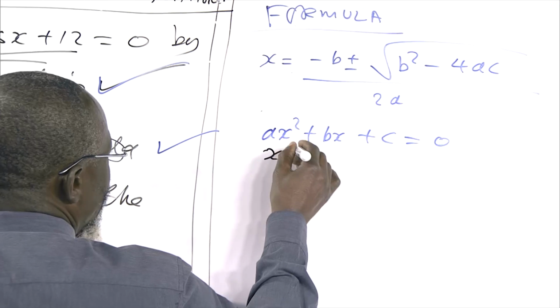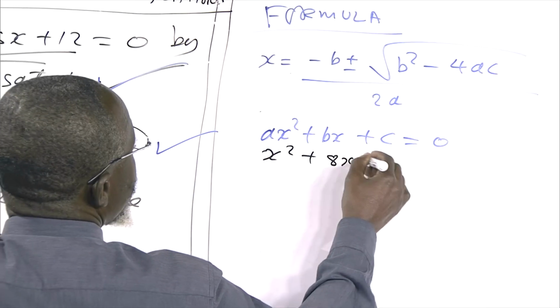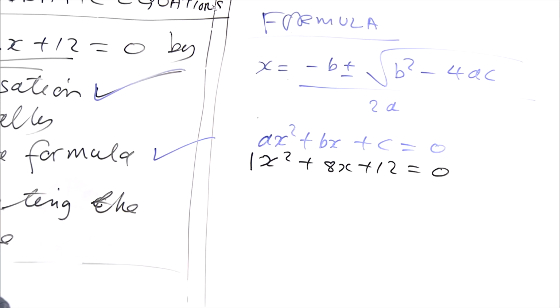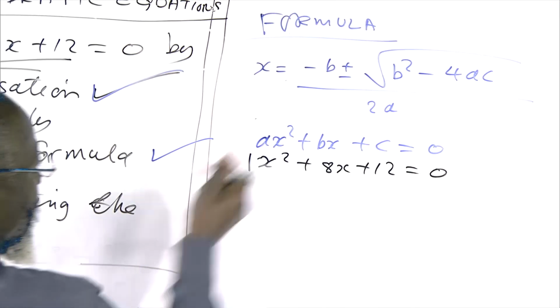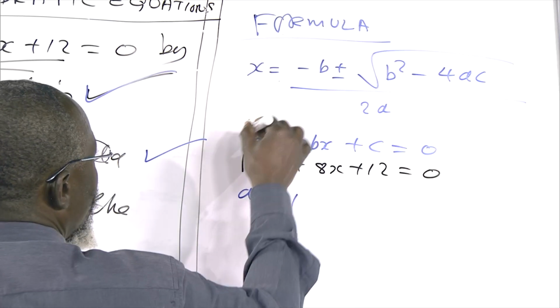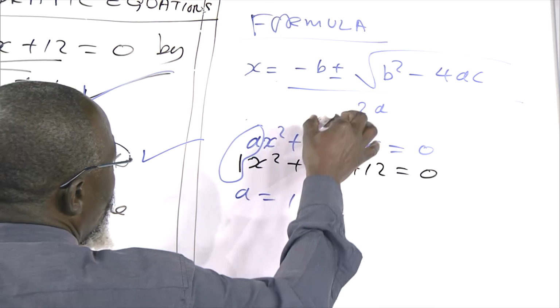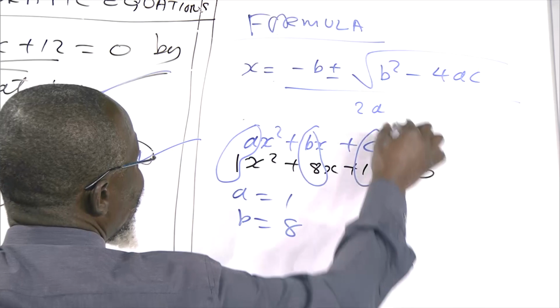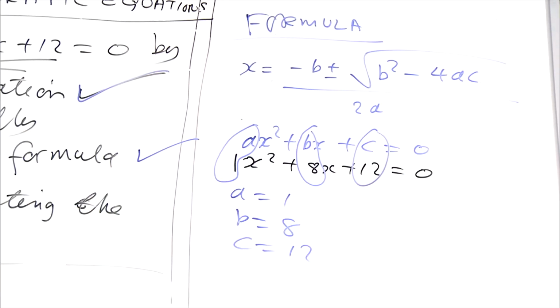x squared plus 8x plus 12 is equal to 0. a is equal to 1, b is equal to 8, c is equal to 12.